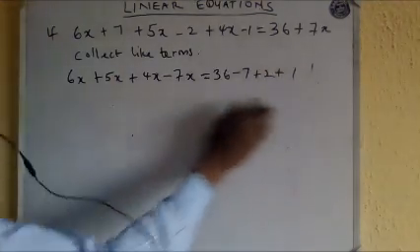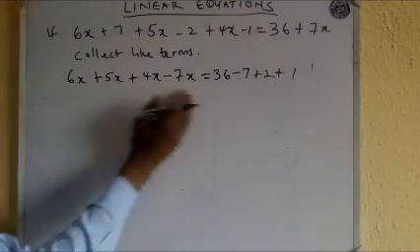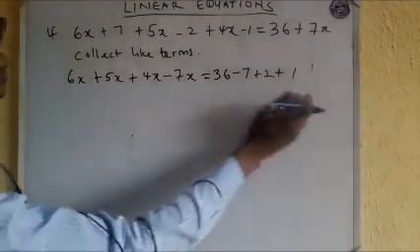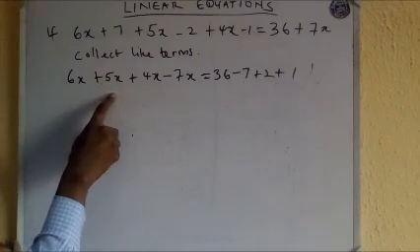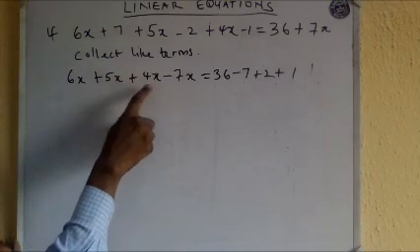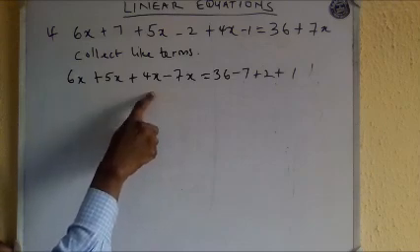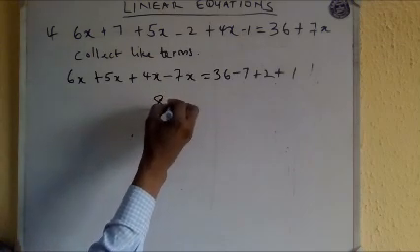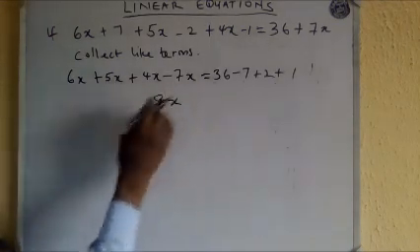So we can now do the algebra operation for this side because I can add this side. I can do this sum on this side and do the sum on the other side. So 6x plus 5x is 11x. 11x plus 4x is 15x. And 15x minus 7x is 8x. So I've gotten the expression for this side.